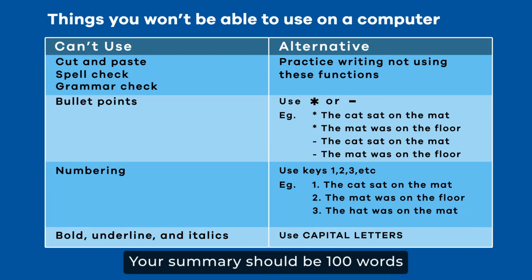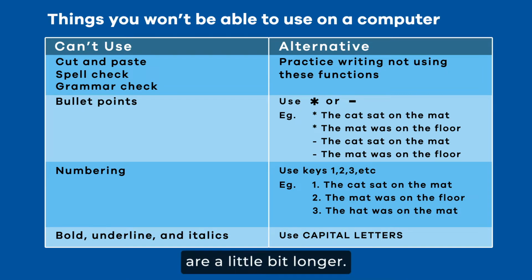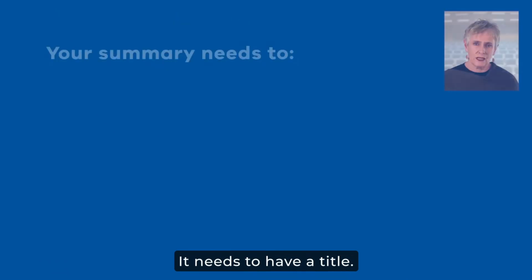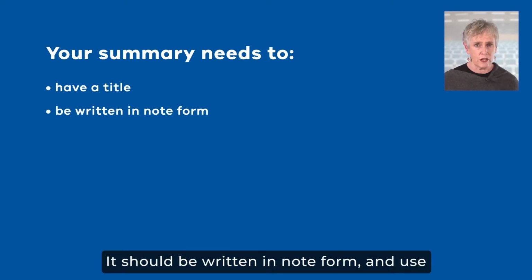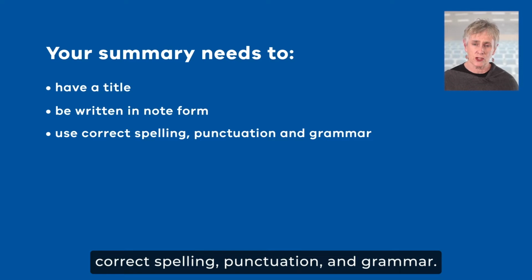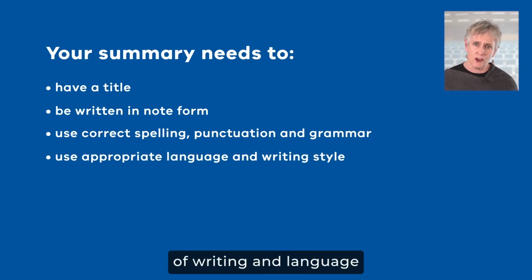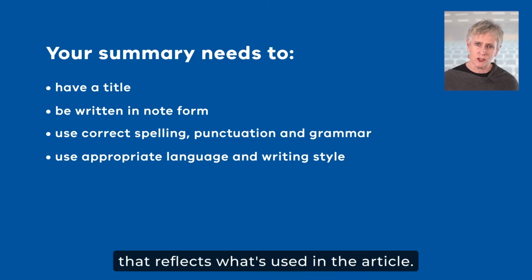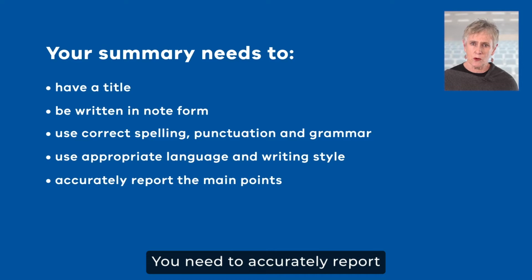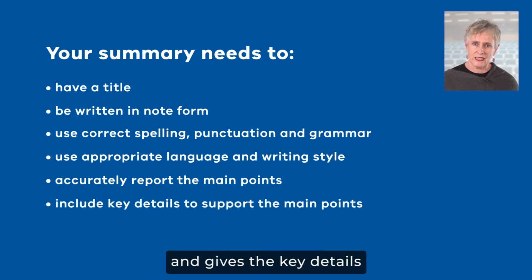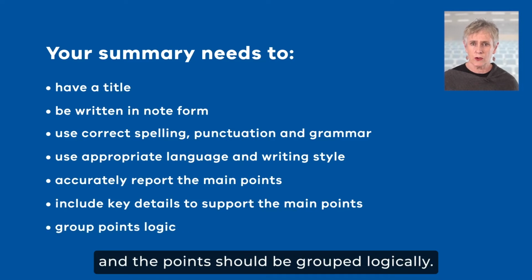Your summary should be 100 words or a little bit longer. It needs to have a title, it should be written in note form and use correct spelling, punctuation and grammar. You should also use a style of writing and language that reflects what's used in the article. You need to accurately report the main points and give the key details that support those points. And the points should be grouped logically.